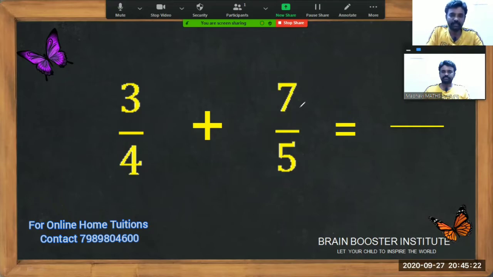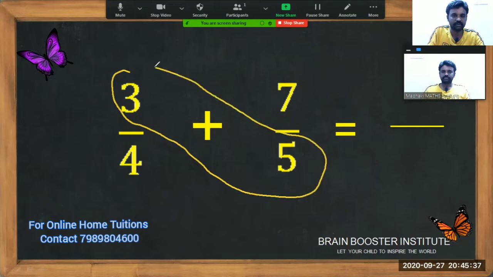As the first step, we multiply the numerator of the first fraction with the denominator of the second fraction. The numerator of the first fraction is 3 and the denominator of the second fraction is 5. 3 into 5 is 15. I am writing 15 here. This is the first step.